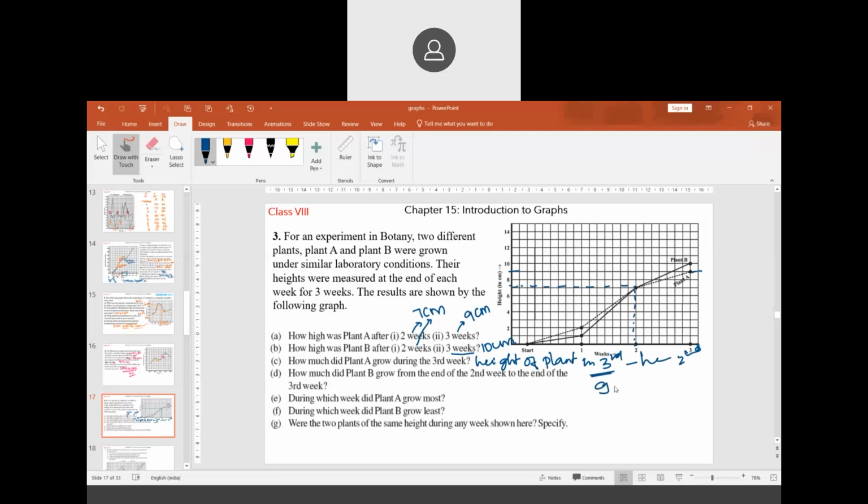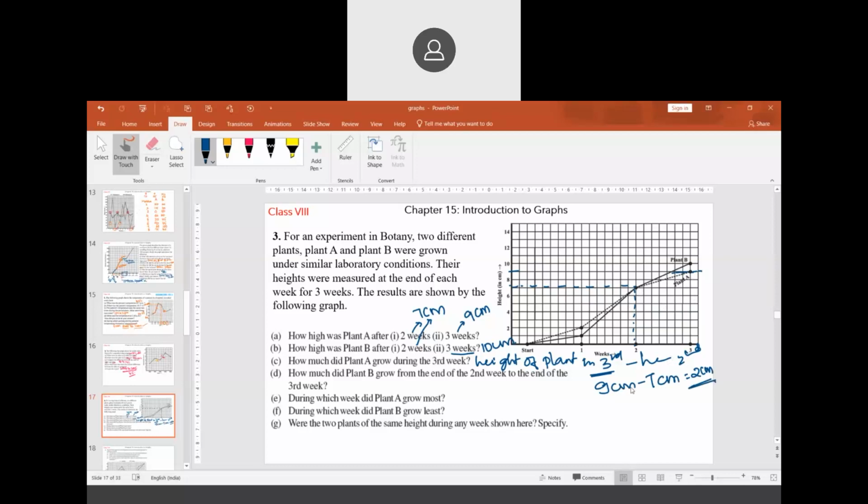What is the height of the plant in the third week? It is 9 centimeters, plant A. Minus the height of the plant in the second week, 7. So the difference is 2 centimeters.